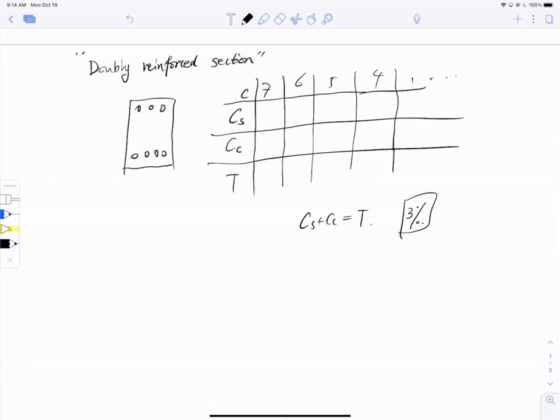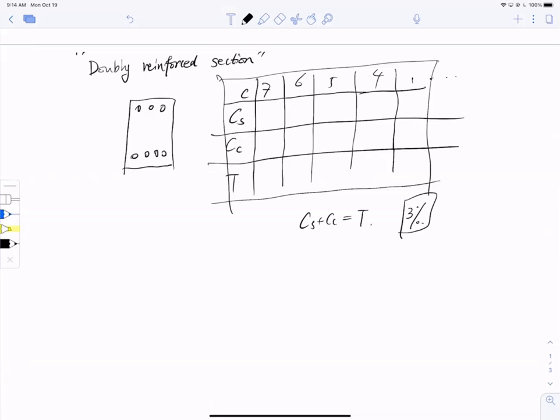So this is doubly reinforced section. I see the problem here. Some people just don't like the table. Use the table. You can still write your iteration process, all right? But use the table. Why? Because this way you can see your process. So this is one problem I see.